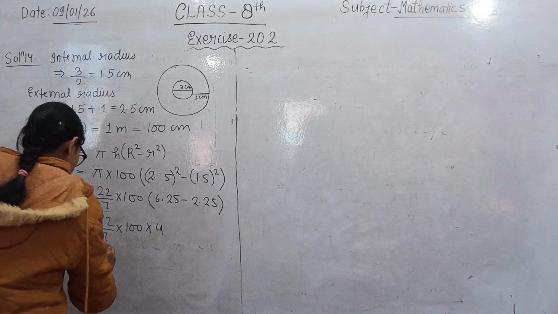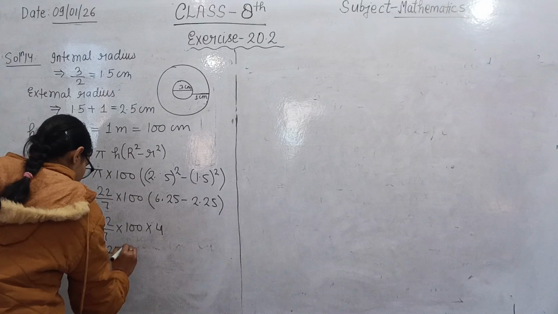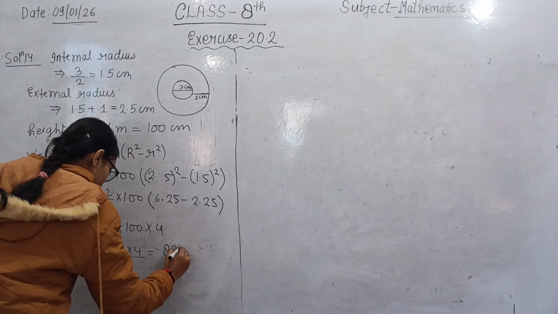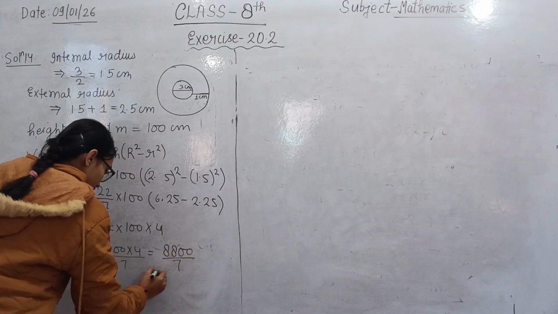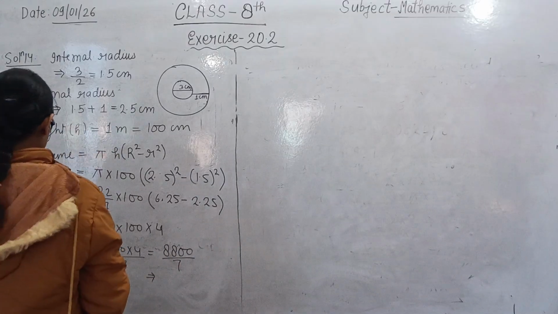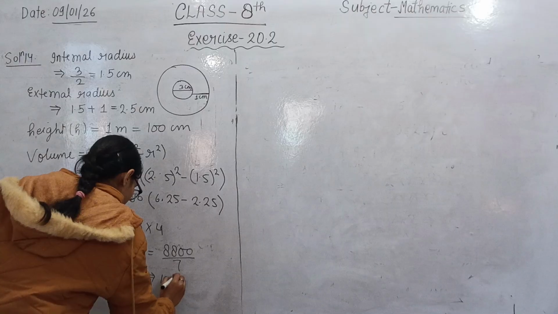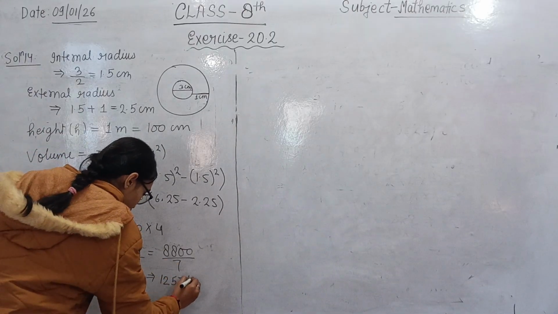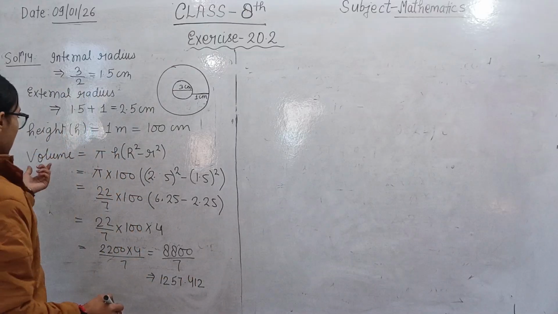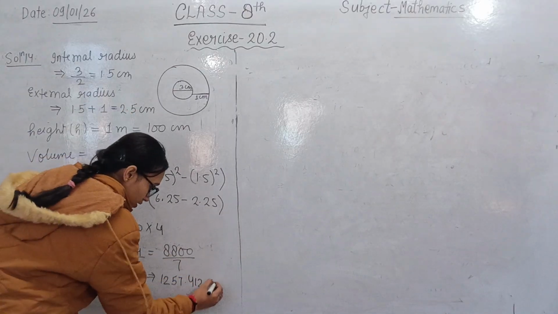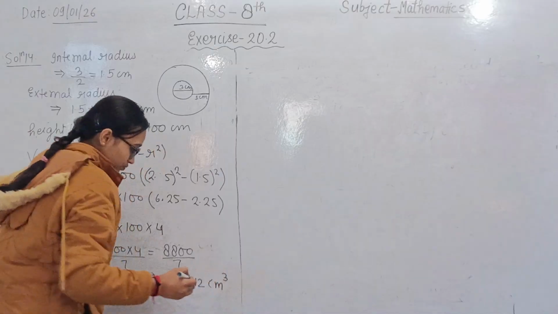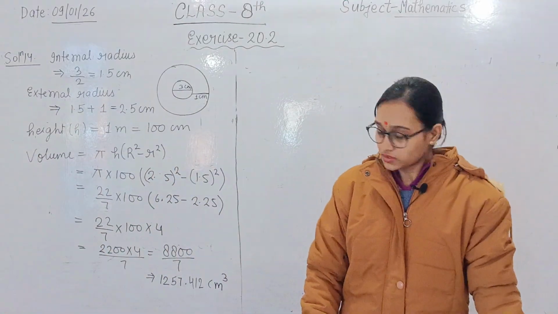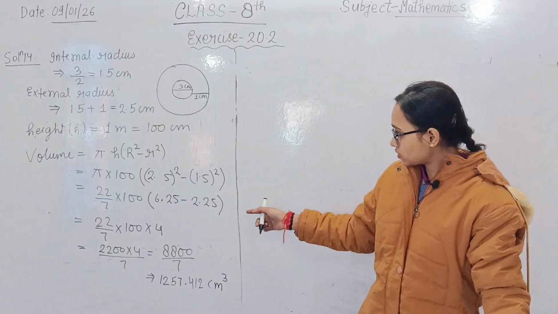On multiplying this, that is 8800 upon 7. On dividing this, we will get 1257.142, and we are calculating volume. The unit is centimeter, so it will be centimeter cube. Now we have calculated the volume.